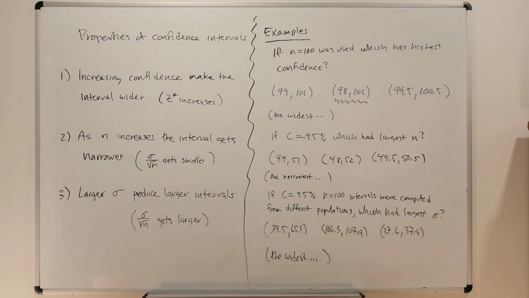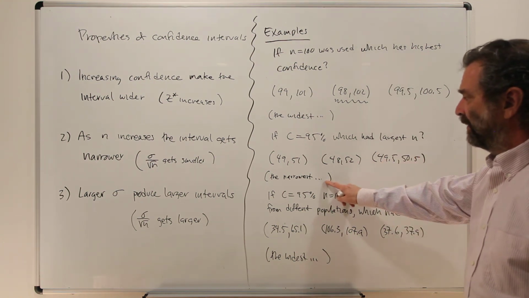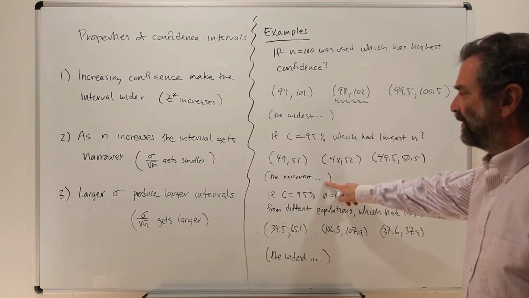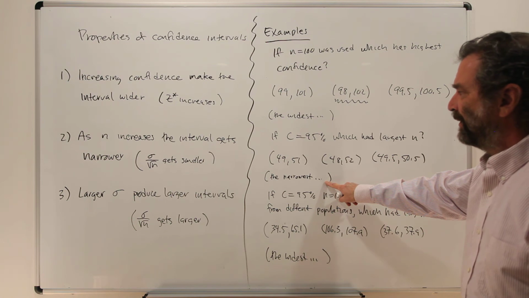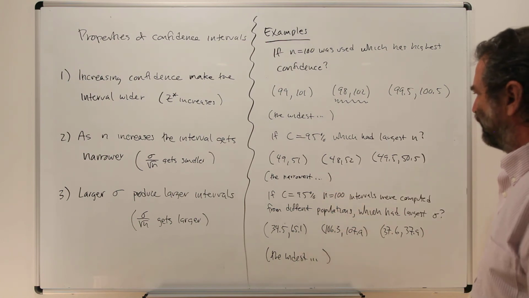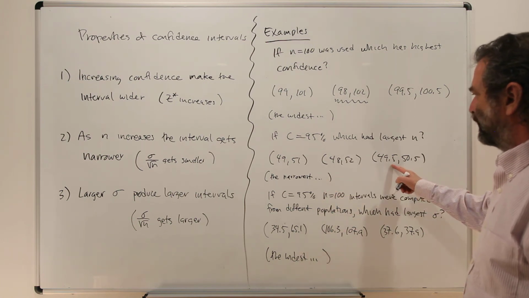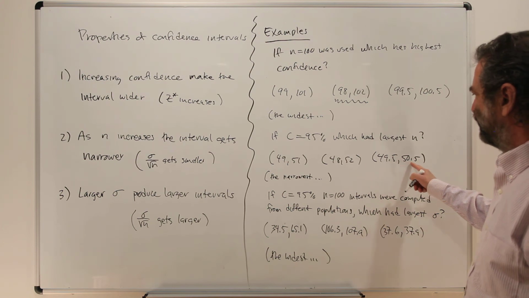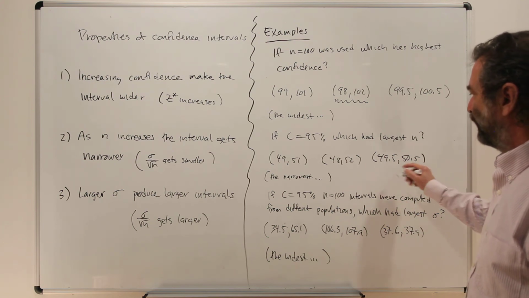So the widest one. If the confidence level is 95%, which had the largest n? Largest n is corresponding to the narrowest interval. Large n, small interval, smallest interval. This one here looks like it's the smallest, from 49 pi to 50.5, width 1. Yes.